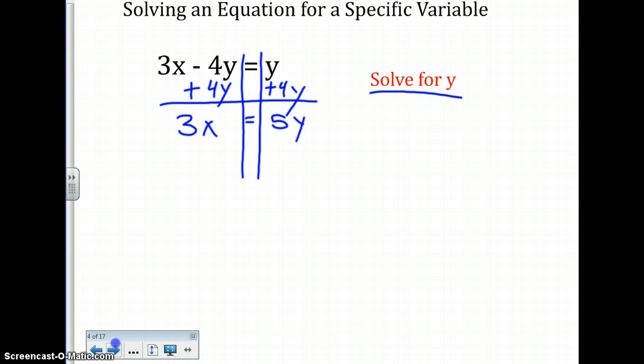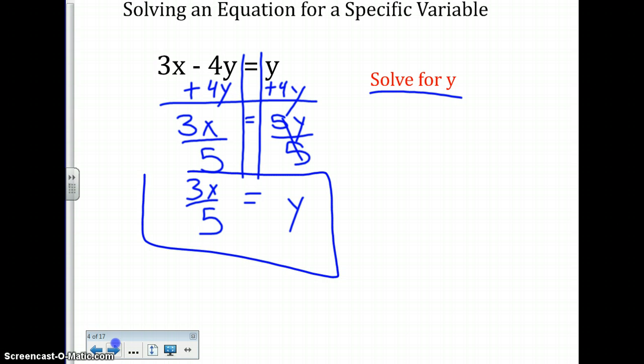At that point, if I divide by 5, that gives us y on its own, so y is 3x over 5. Our final answer would be there. And again, in this case, we're not getting a specific number, but we do have an answer that is acceptable for y.